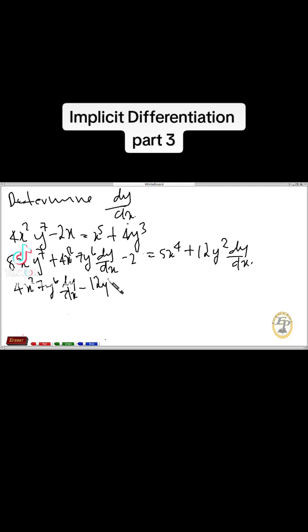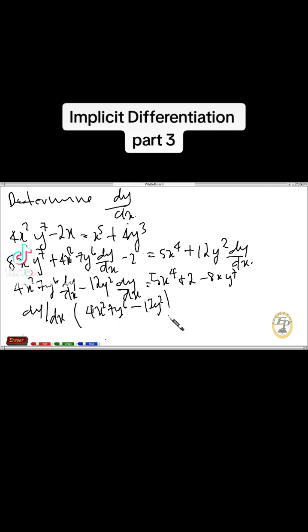minus 12y squared dy/dx is equal to 5x to the 4 plus 2 minus 8x y to the 7. I'm going to take dy/dx out here. I'll be left with 4x squared 7y to the 6 minus 12y squared, which will be equal to 5x to the 4 plus 2 minus 8xy to the 7.